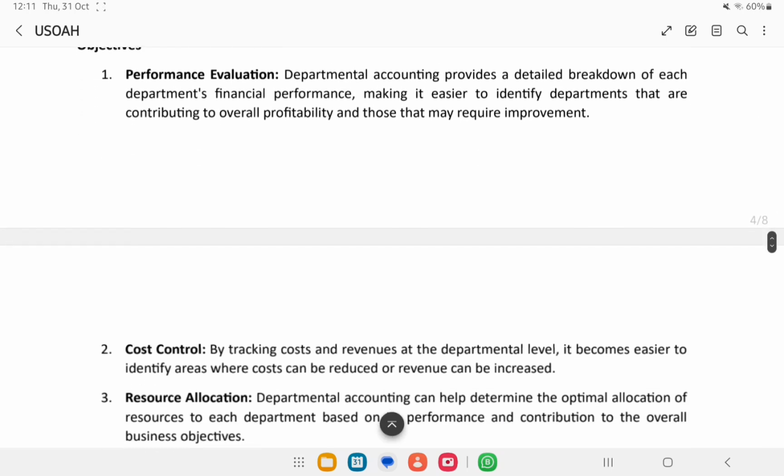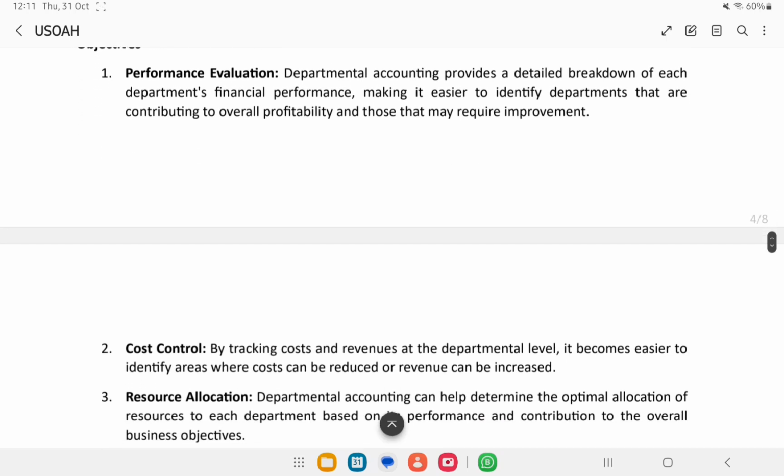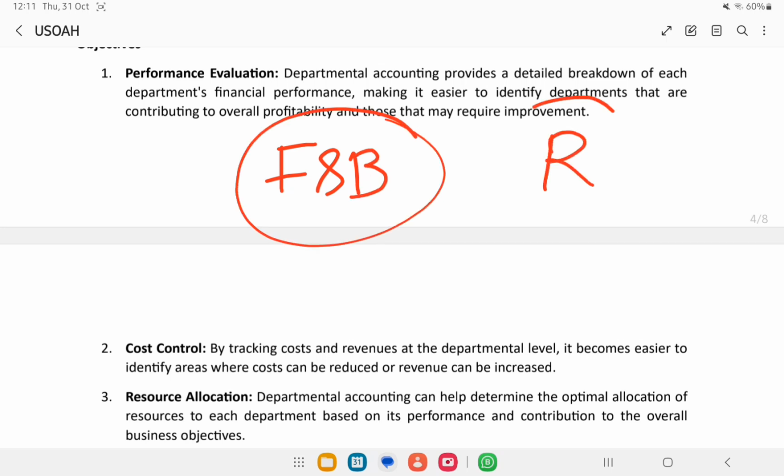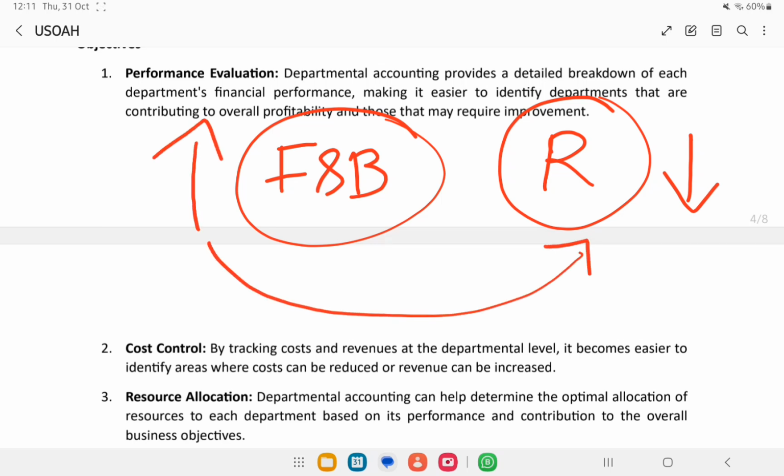It helps in performance evaluation of each department. We can understand which department performs well. If we make only the whole income statement, we can't understand which department performs well. Sometimes F&B would be in profit, okay. At the same time, the rooms department will be in a bloody loss. Every profit that the F&B department is making is sucked out by the rooms department.